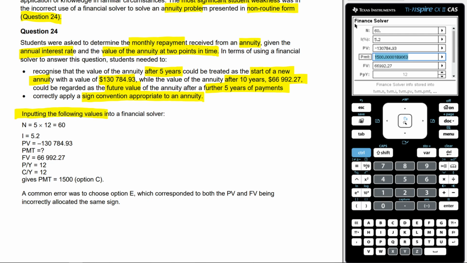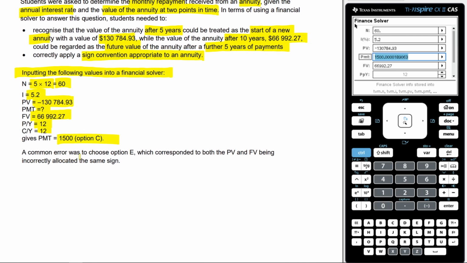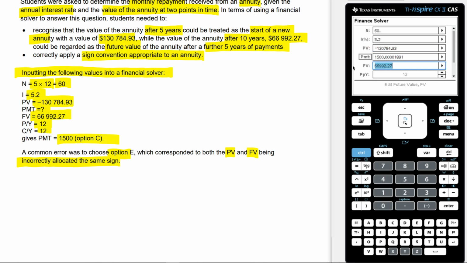Inputting the following values into the financial solver: 60 because of 5 times 12, the interest rate of 5.2. Do you see how this is negative? This is what I don't know. This is positive. 12, 12, which gives you 1,500 as option C. A common error was to choose option E, which corresponded to both the PV and FV being incorrectly allocated the same sign. People didn't recognize that this had to be negative and this had to be positive. And again, I know that is confusing, but you just have to remember with your annuity, that is what the sign convention has to be.